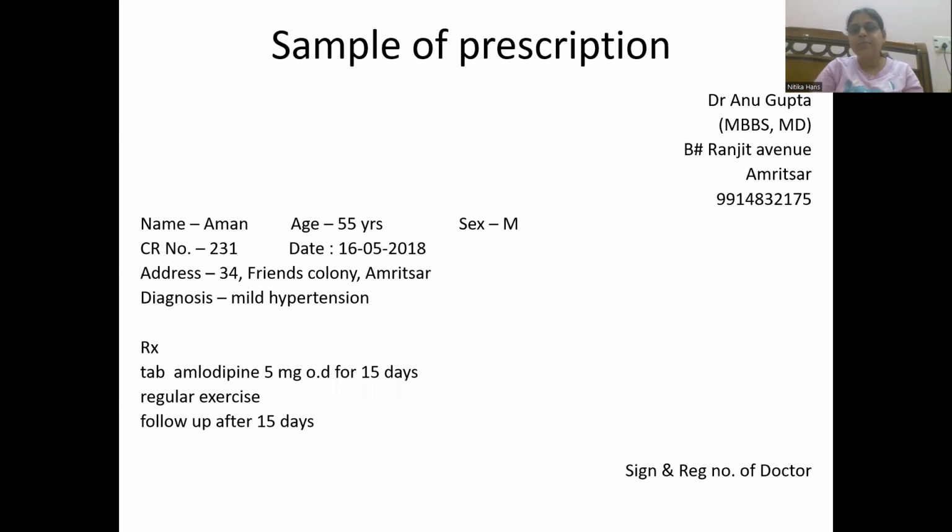So this is a sample of the prescription. Here is the name of the doctor, address, qualification, and phone number. This is the name of the patient, age, sex, CR number, date, address. The diagnosis is mild hypertension, and the tablet prescribed is Amlodipine, which is a calcium channel blocker.